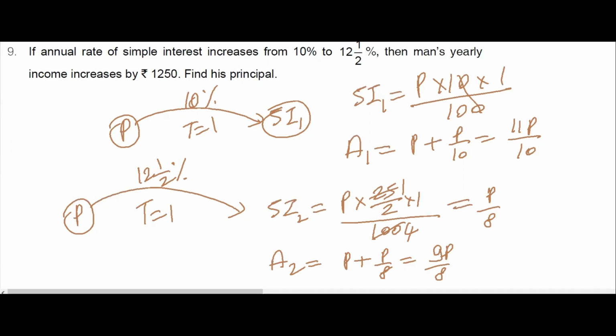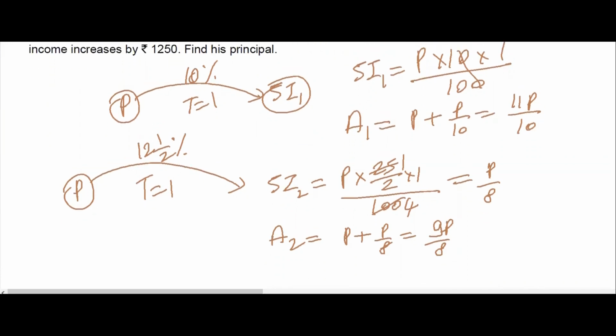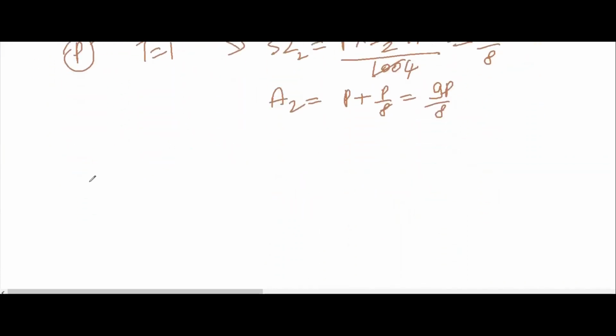Okay, then what it says: if the annual rate of simple interest increases from 10% to 12.5%, then the man's yearly income increases by 1250. Okay, it means amount 2 minus amount 1. The difference of those two is 1250.